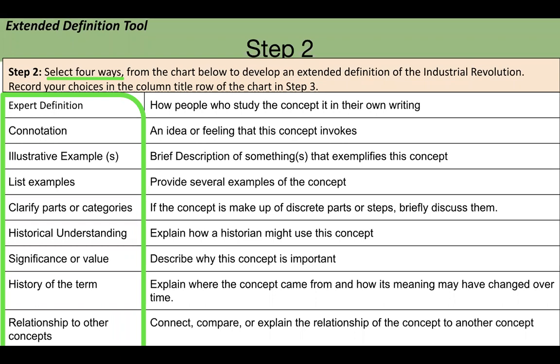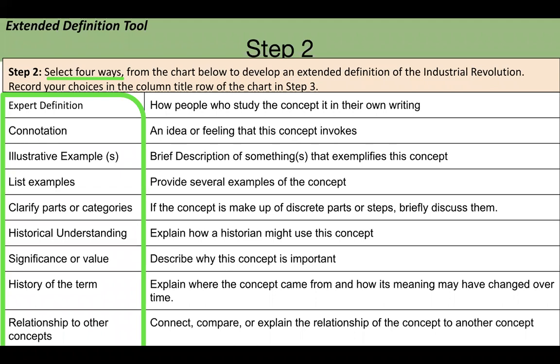And you could also talk about the significance or value. Why is this concept important? Why are we studying it? What is the importance to world history? You could talk even about the history of the term. Where did it come from? How did it come to be? And how does the meaning change over time? Maybe that will help your definition have more complexity by saying, well, it meant this at the beginning, and now it means this because.